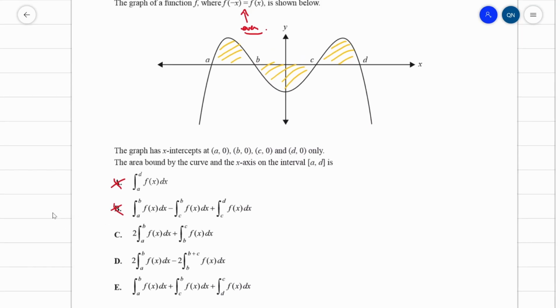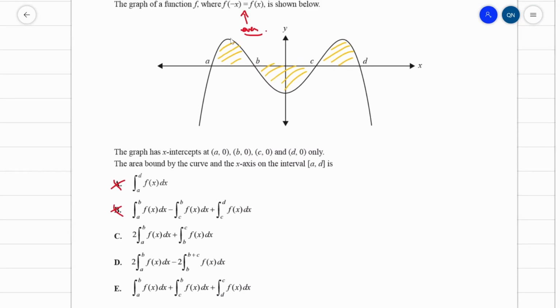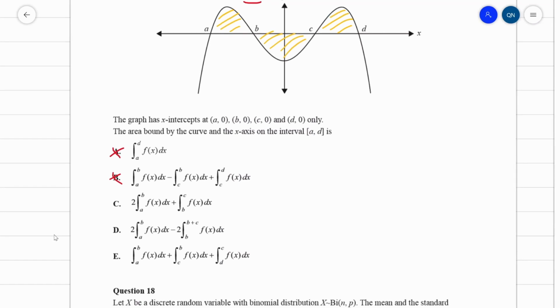For c, we have 2 times the integral from a to b. Okay, so it's accounting for this other area over here. Then the integral from b to c of f of x dx. That's also wrong because, again, this area is underneath the x-axis. So you either need to reverse the bounds or introduce a negative in front of that integral to counteract the negative area, none of which are happening. So that second integral wouldn't be correct.